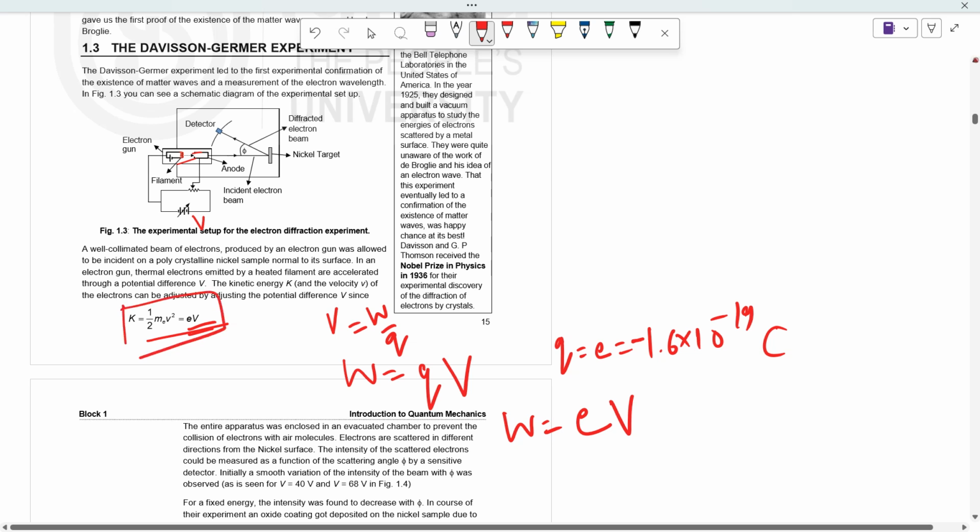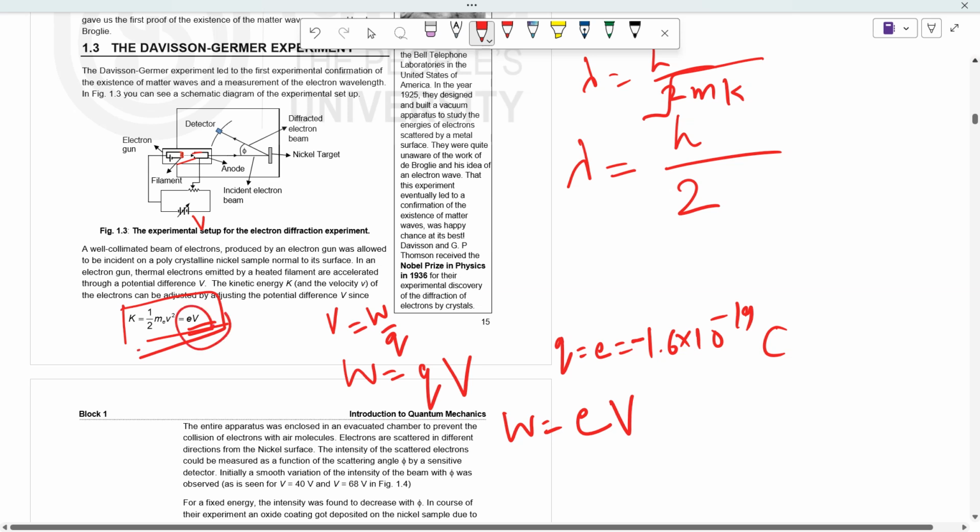And from here, the last formula of de Broglie wavelength becomes: we already have that lambda is equal to h by square root of 2mK, and from here kinetic energy is charge into potential. So this is the other formula, h by square root of 2m into charge into potential. The charge symbol q is used for any other particle, and if we have been given the electron, then we use e into V. So this is all about the de Broglie wavelength.